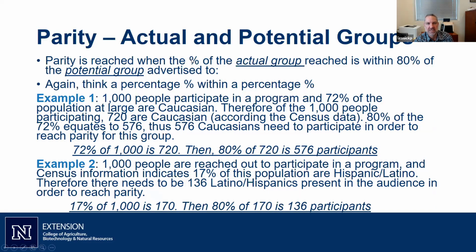Parity is reached when the percentage of the actual group is reached within 80% of the potential. So again, think of a percentage within a percentage. So for example, 1,000 people participate in a program, and we know 72% of the population at large in this group is Caucasian. Therefore, out of 1,000 people, if you reach 720 Caucasian people, that would put you in parity.